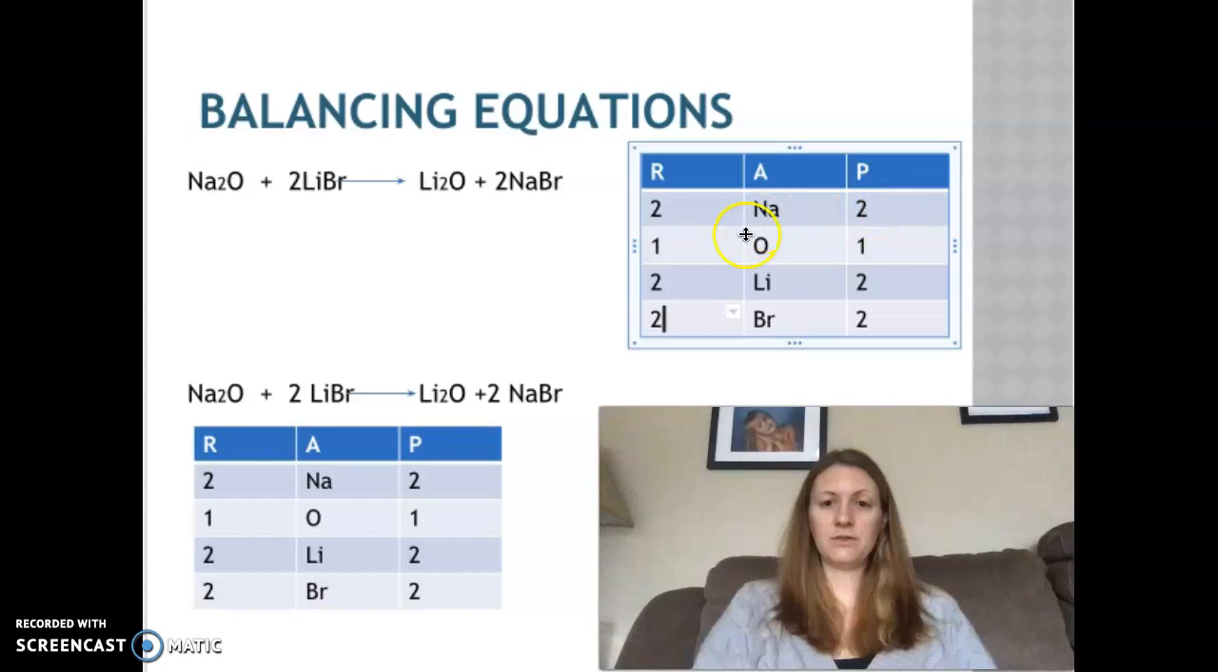And now I just double check. I've got 2 and 2. 1 and 1, 2 and 2, 2 and 2. So since all of the numbers match, my equation is balanced and I am good to go. Here is the completed example down here.